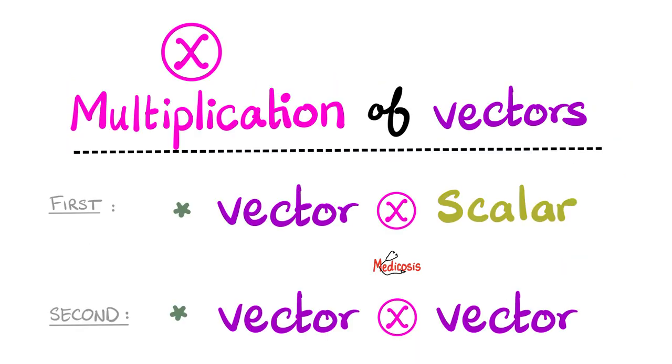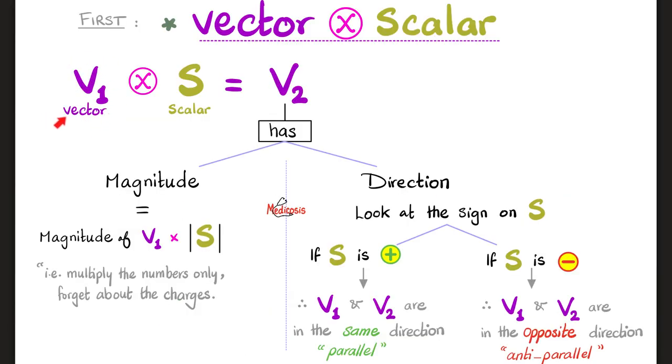Now let's talk about the heavy stuff, multiplication of vectors. We can multiply a vector by a scalar or a vector by a vector. First, let's talk about vector times scalar. This is how you do it. Here's the vector multiplied by a scalar. When you multiply a vector by a scalar, you get another vector.